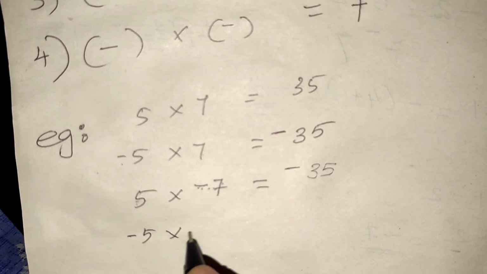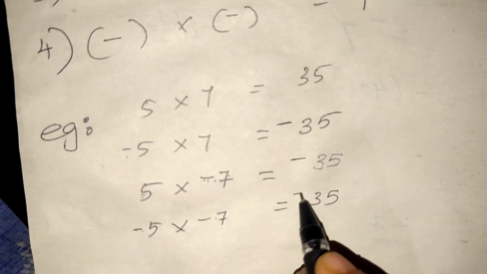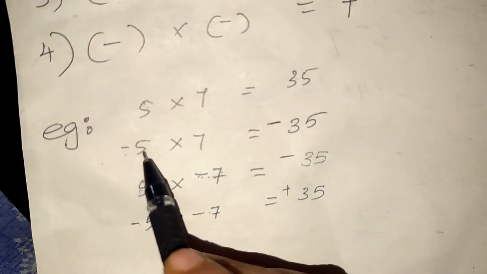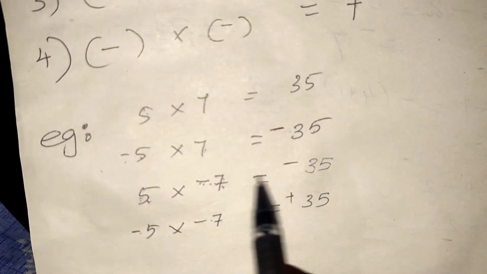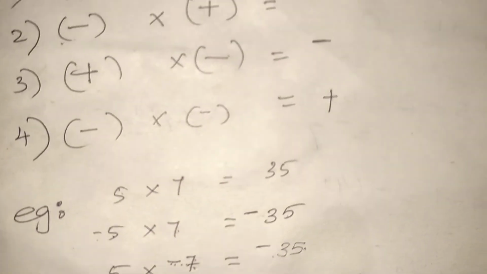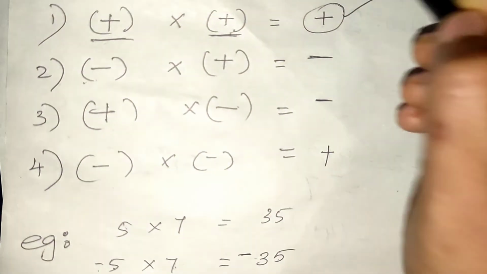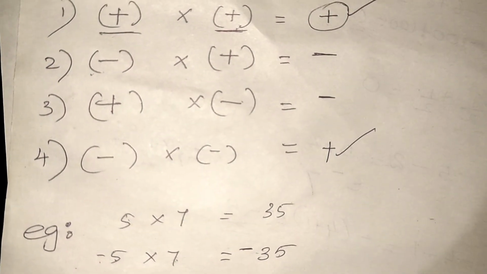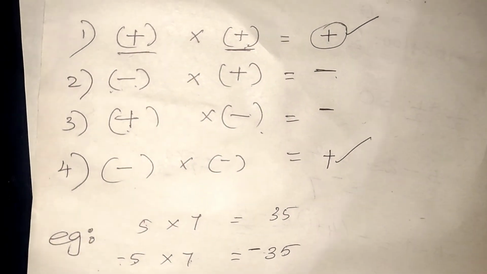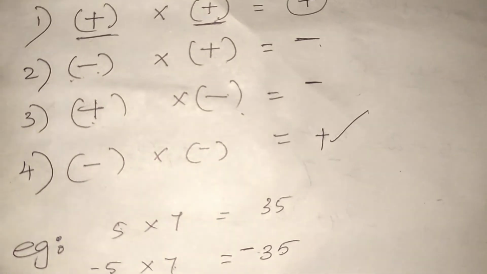Then what about negative 5 into negative 7? That is, see, same sign. So the answer is always positive. Okay, so these are the rules. Positive into positive is always positive. Negative into positive is negative. Positive into negative is also negative. Then negative into negative is positive. Okay, so if we multiply same signs, the answer is always positive. See, positive into positive is positive and negative into negative is also positive. Then negative into positive is negative and positive into negative is negative. Okay, these are the important rules for multiplication of negative numbers.